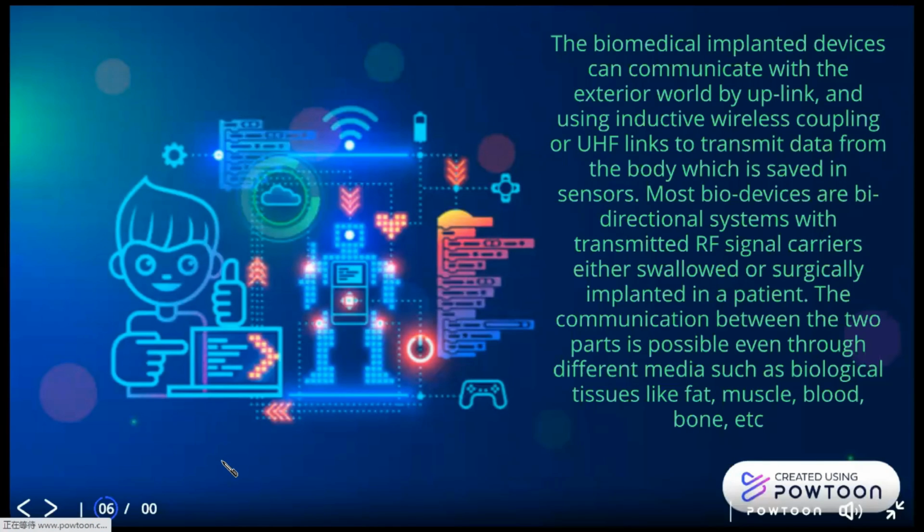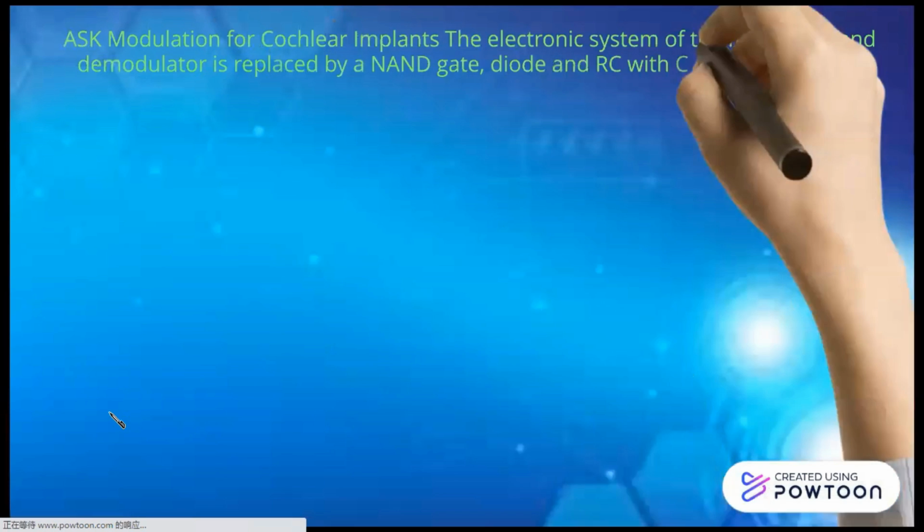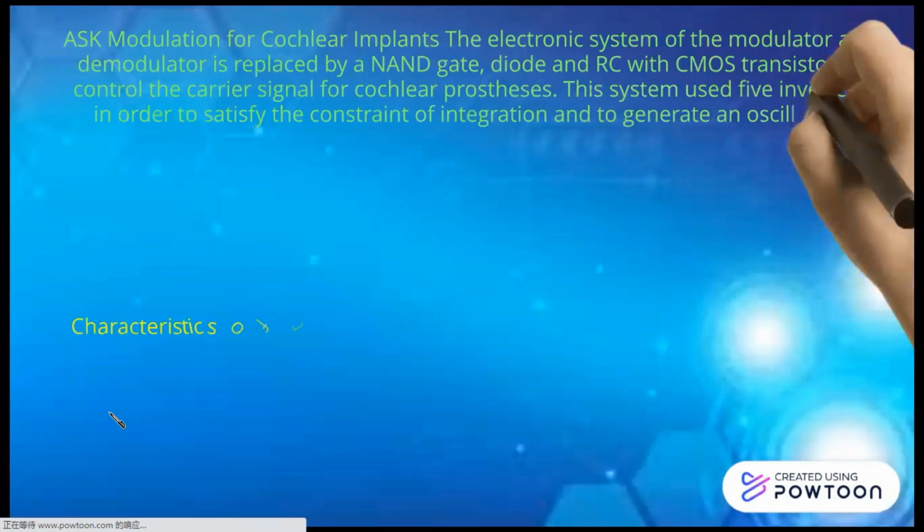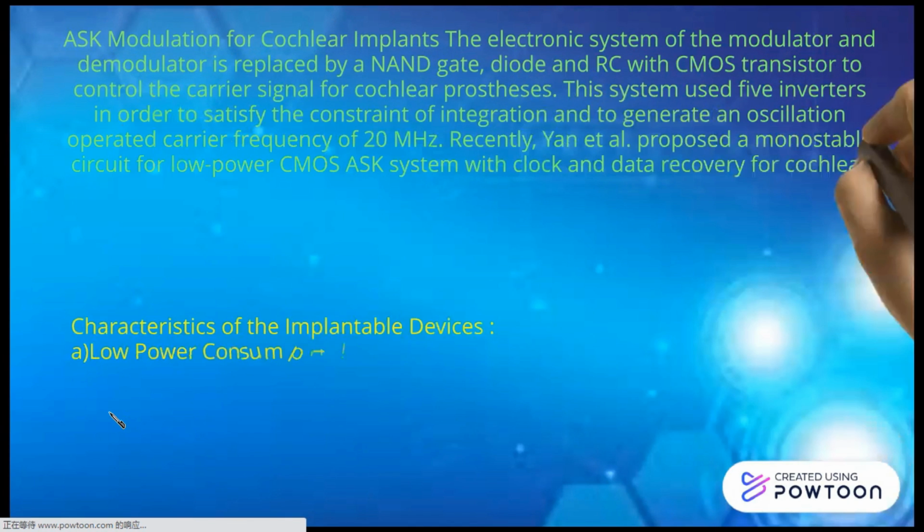The biomedical implant devices can communicate with the exterior world by uplink, using inductive wireless coupling or UHF links to transmit data from the body, which is received by sensors. Most bio devices are bidirectional systems with the transmitted RF signal carriers either swallowed or surgically implanted in the patient. And the communication between the 2 parts is possible even through different media such as biological tissues like fat, muscle, blood, bone, and so on. And this is one example of the ASK modulation for cochlear implants. And there is the introduction about these implants.